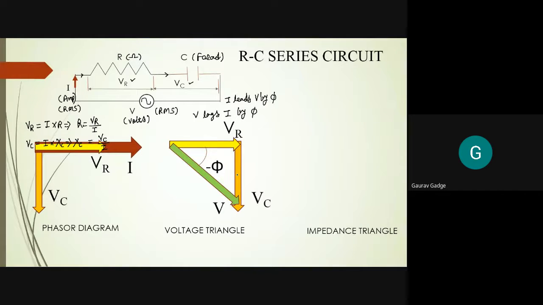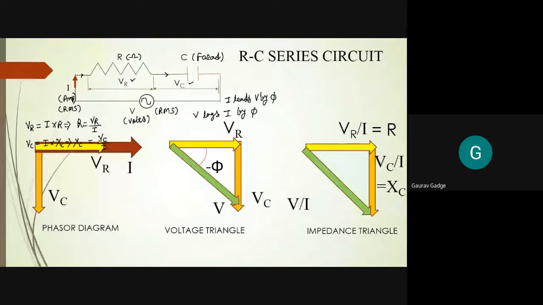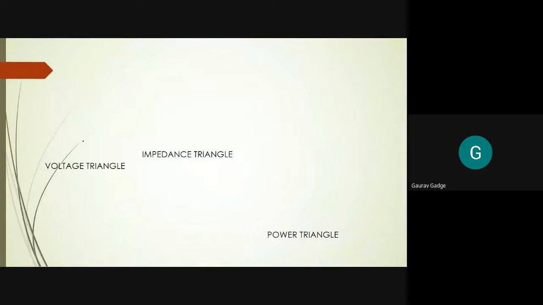What adjustments will we have to make? I have to divide each voltage, like VR upon I and VC upon I, each voltage by I. So VR upon I, position is the same, VC upon I, and the resultant is V upon I. Now VR upon I is R, VC upon I is XC, and V upon I is Z, and the angle is minus phi. So that is called the impedance triangle. Let us revise once again. Just take the voltage triangle.